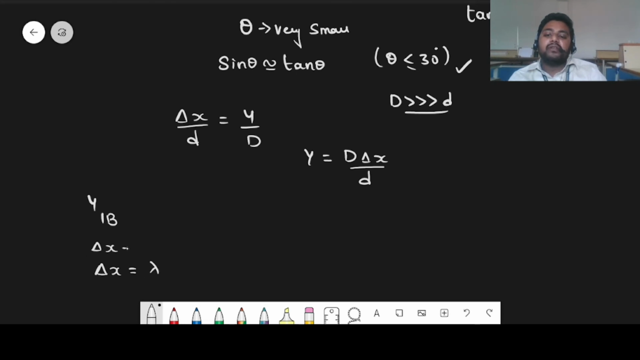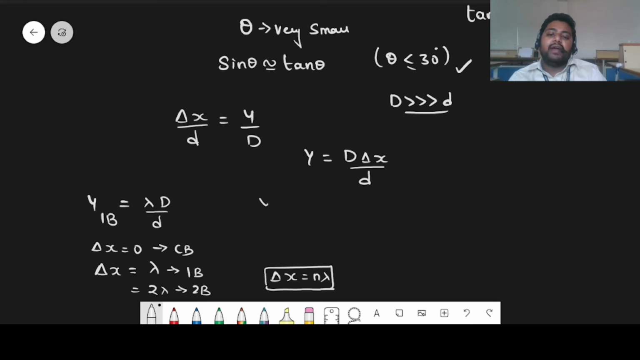Delta x for 0 means this will be the central bright. At lambda you will get the first bright. At 2 lambda you will be getting the second bright. In that same way, delta x is equal to n lambda we can take. So y first bright can be written as lambda into D divided by d. Y nth bright in the same way can be written as n D lambda by d, where n is the number of the bright fringe that we are talking about.